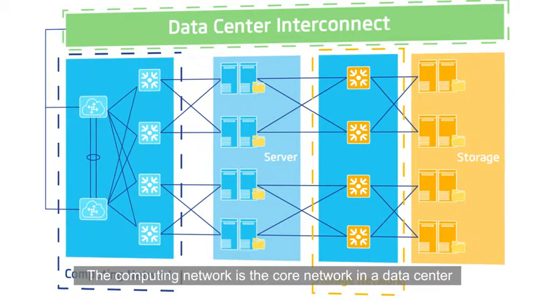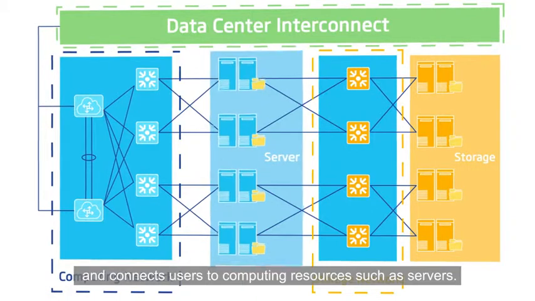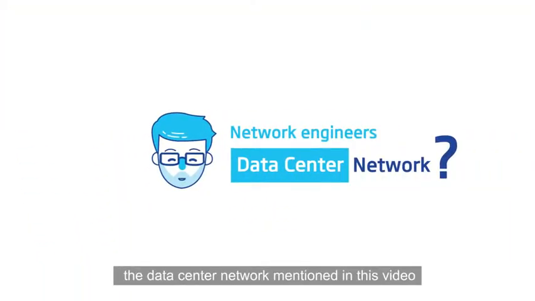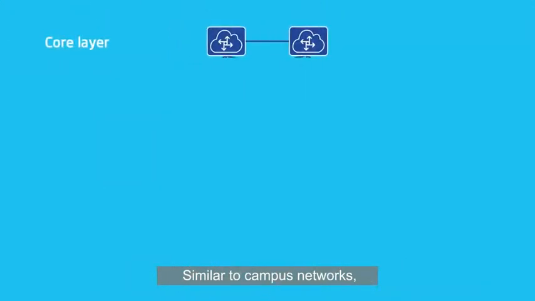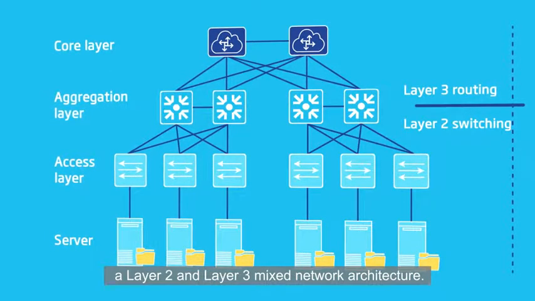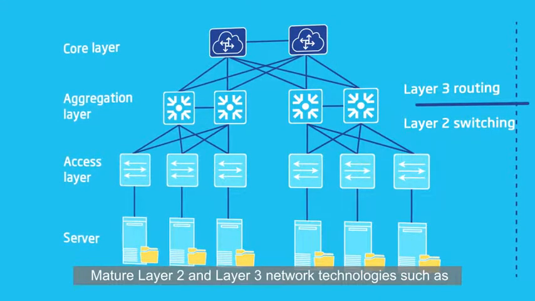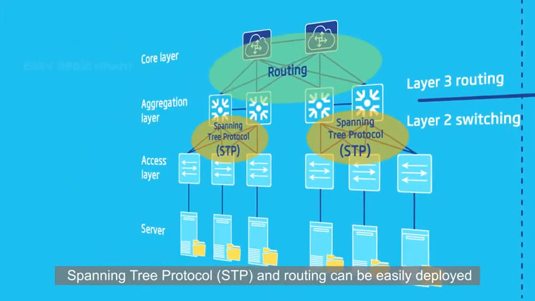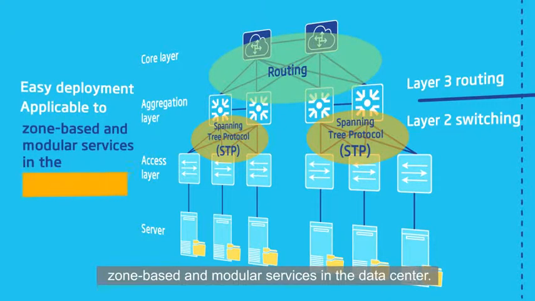The computing network is the core network in a data center and connects users to computing resources such as servers. Unless otherwise specified, the data center network mentioned in this video refers to the computing network. Similar to campus networks, most traditional data center networks use a layer 2 and layer 3 mixed network architecture. This network architecture is used because it is very mature. Mature layer 2 and layer 3 network technologies, such as spanning tree protocol and routing, can be easily deployed on the network and are applicable to zone-based and modular services in the data center.